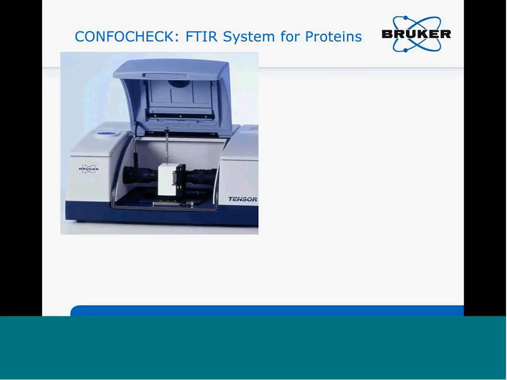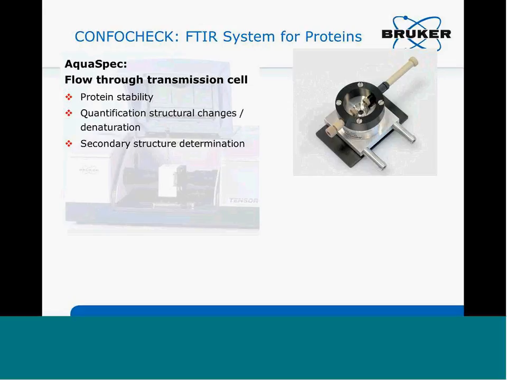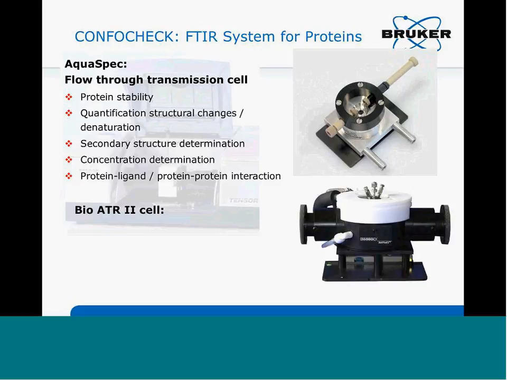So how do you deal with this? Bruker offers a system called CHECK, which consists of two components: a transmission cell and an ATR accessory. That's the transmission cell, and it's for protein stability, quantification of structural changes, and secondary structure examination. It has temperature control within 0.1 degrees Kelvin, and also path length stability within a few nanometers. It's also sealed. This is an application that can be used.